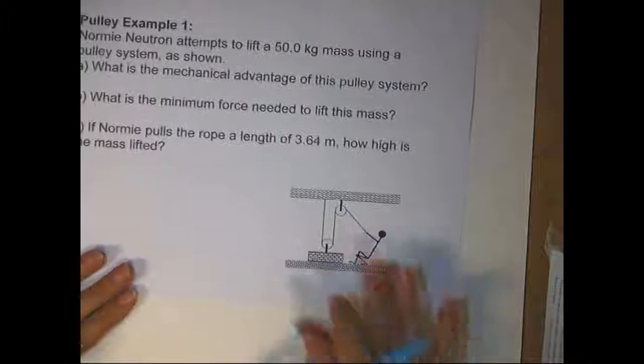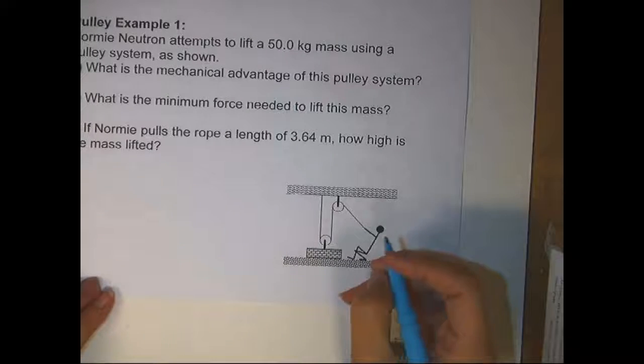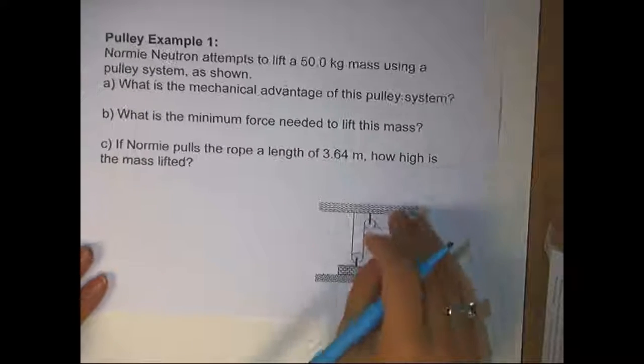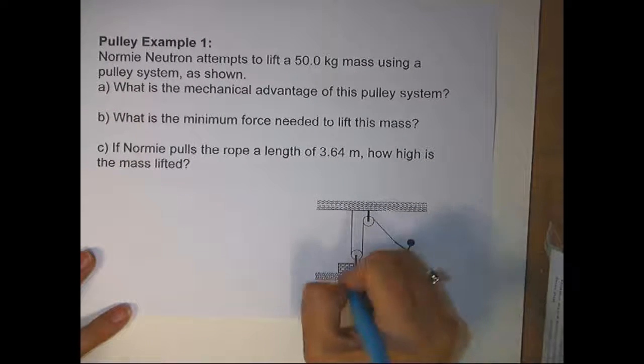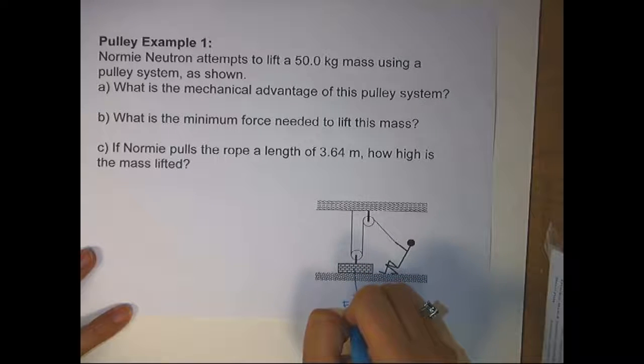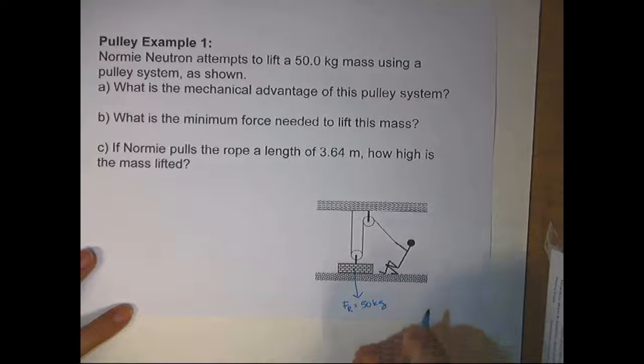And you have these to put in your notebook. Here's our first one. Normie Neutron attempts to lift a 50-kilogram mass. So remember, the first thing I'm going to do is start labeling. It's drawn for me already, but I'm going to label it. So this mass, this is my load. So this is my FR, and it's 50 kilograms. As shown on here, what is the mechanical advantage of this pulley system?